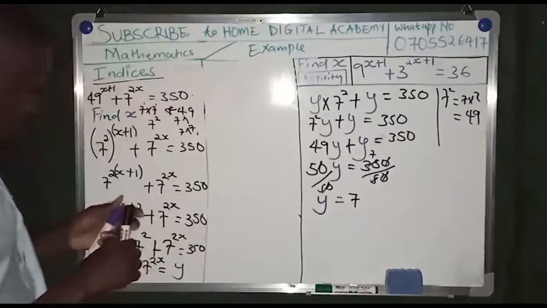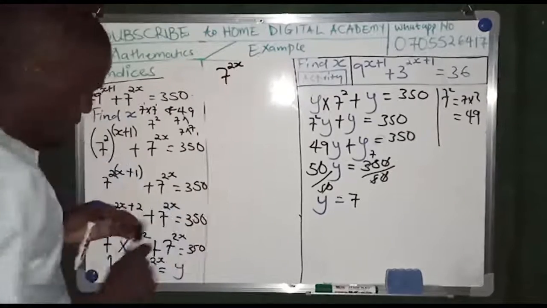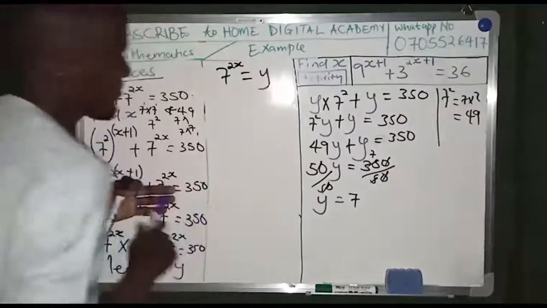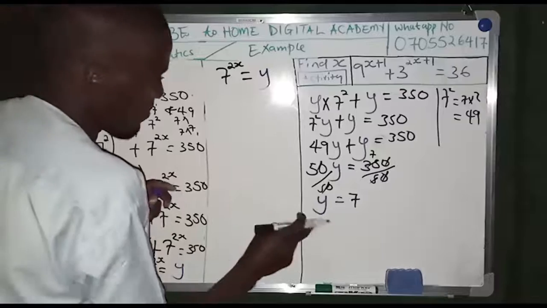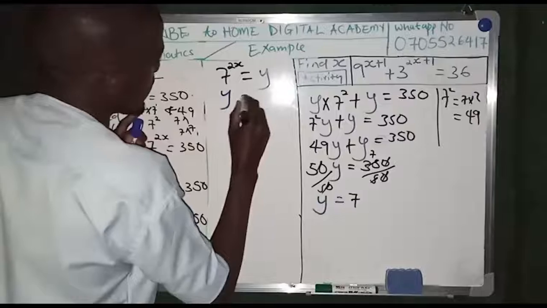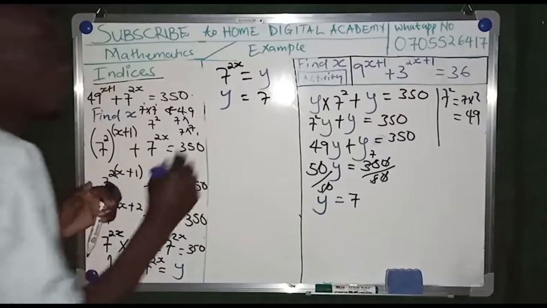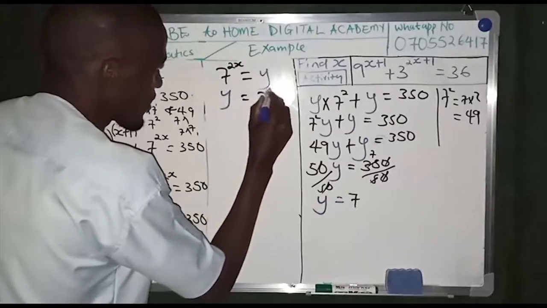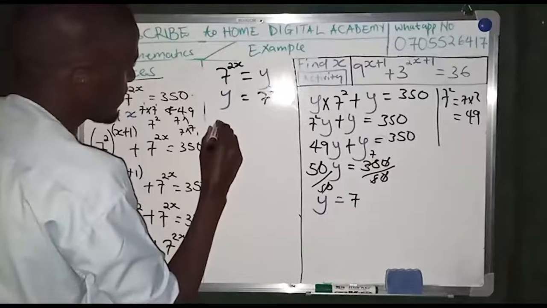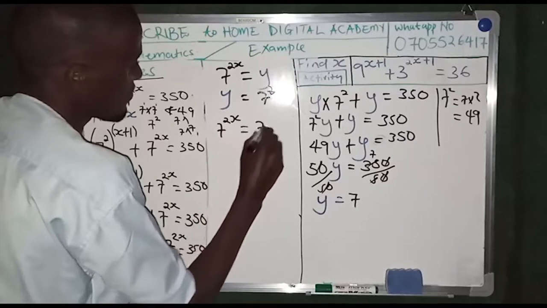Okay. Remember that 7 to the power 2x was equal to y. Now, my y is equal to 7. The y is now equal to what? To 7. Let us substitute back. It will be 7 to the power 2x is equal to 7.